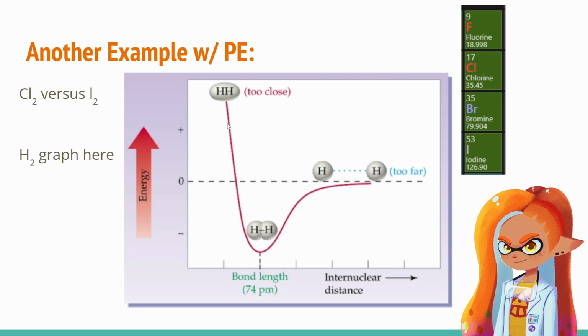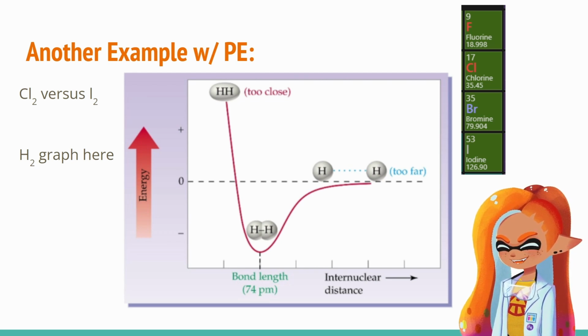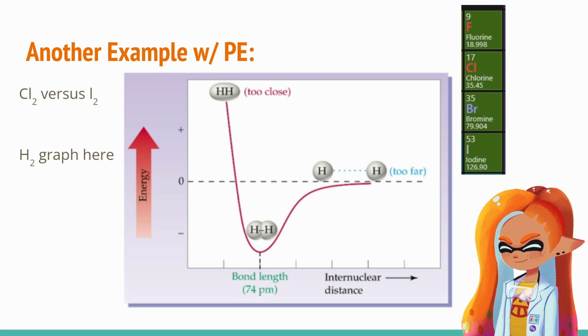I have the H2 graph from earlier, but let's pretend these were chlorine, for example, with whatever chlorine's data is. Because chlorine has a smaller bond length, remember we're thinking about the two chlorine atoms bonding together, that means we need more energy to break the bonds versus iodine. Iodine has a bigger atomic radius, and therefore the bond length between the two atoms is going to be greater. And because that bond length is greater, we're going to need less energy to form that bond.